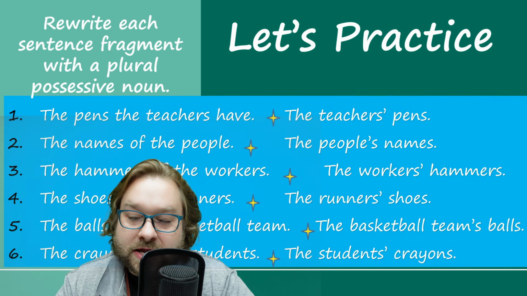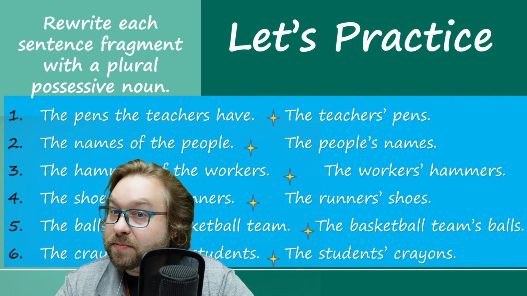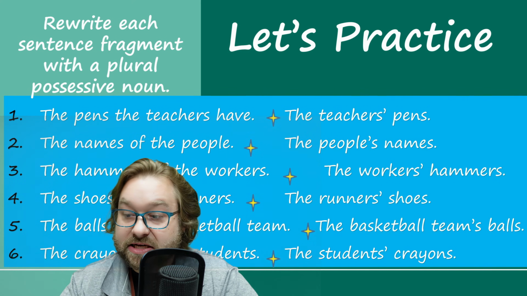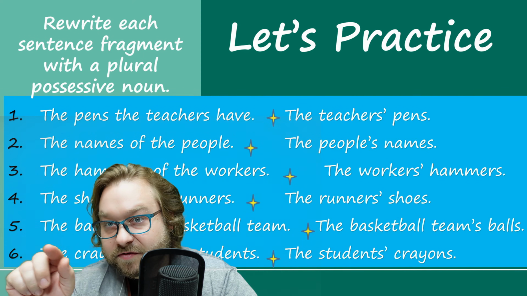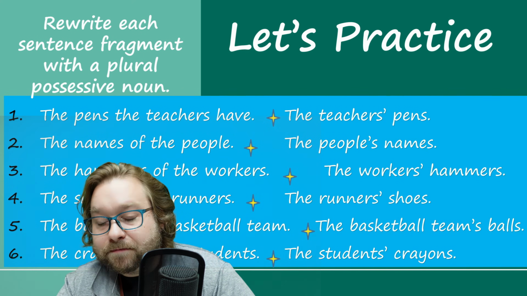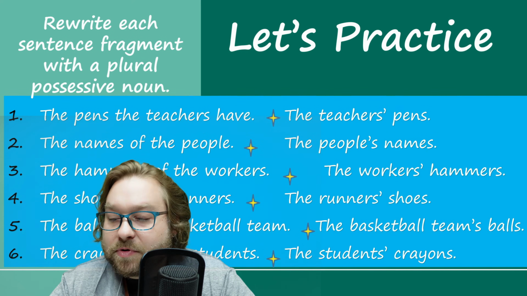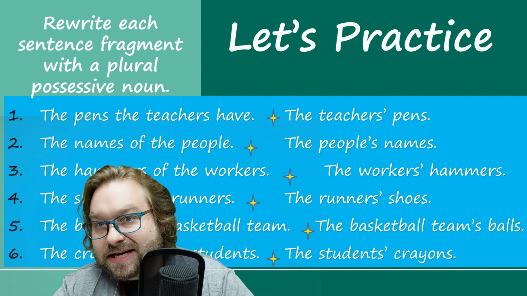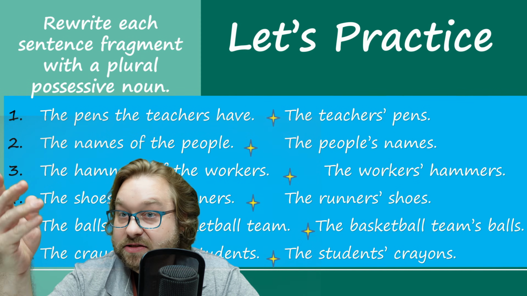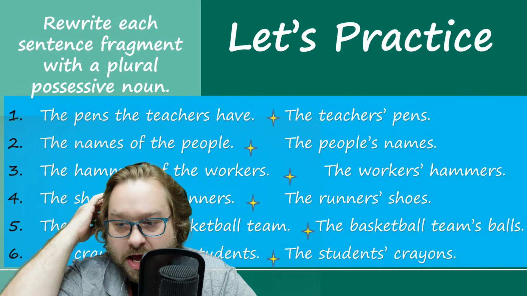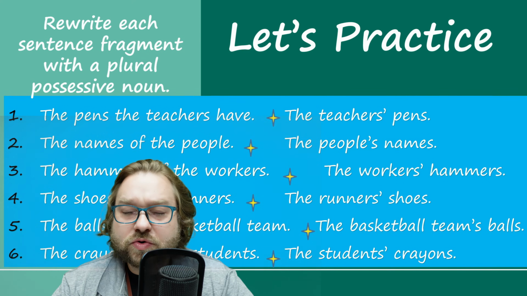Number 2, the names of the people. People doesn't have an S. So when we fix it, we say the people's names. See, we put the apostrophe S. There was no S, so we add it. Number 3, the hammers of the workers. There's that S again. So the workers' apostrophe is after the S. Hammers. Cool.